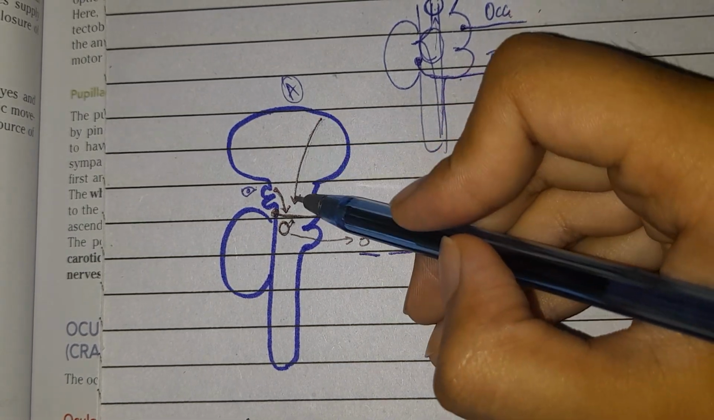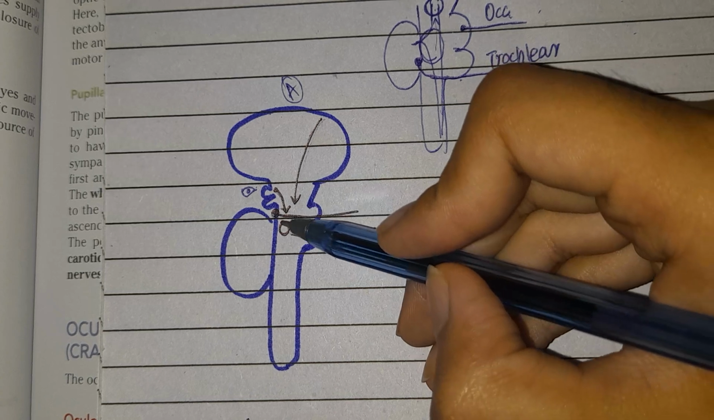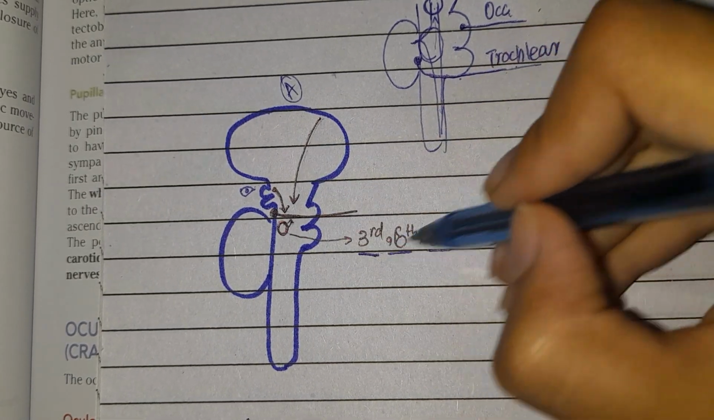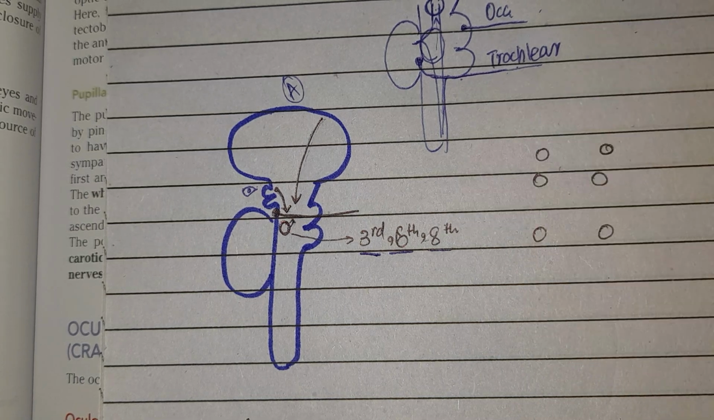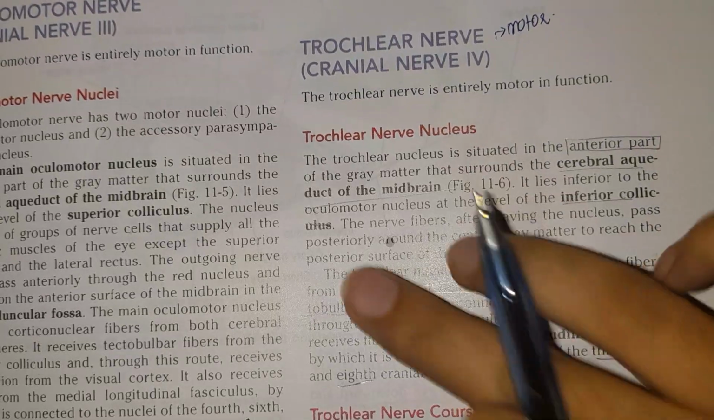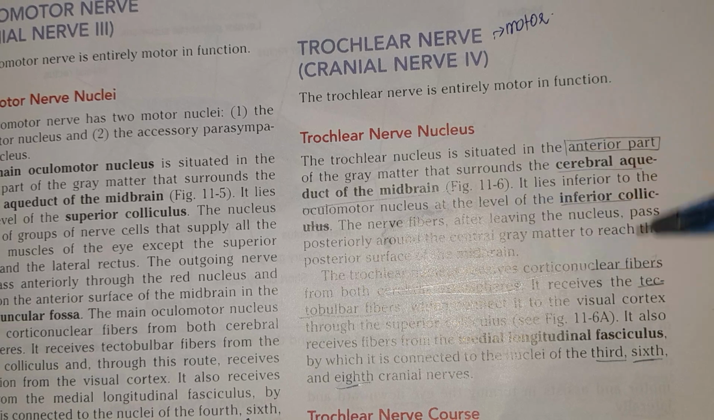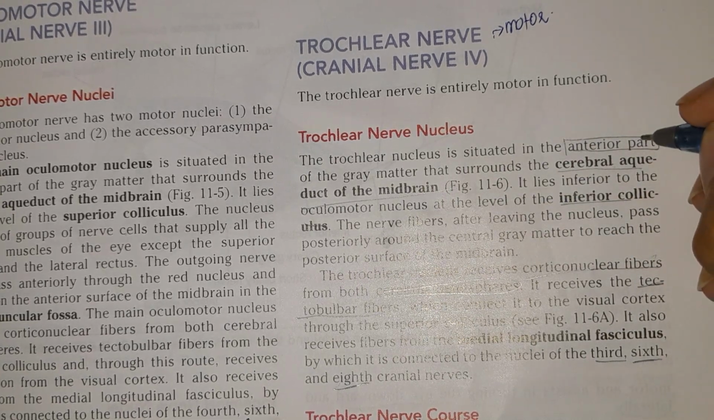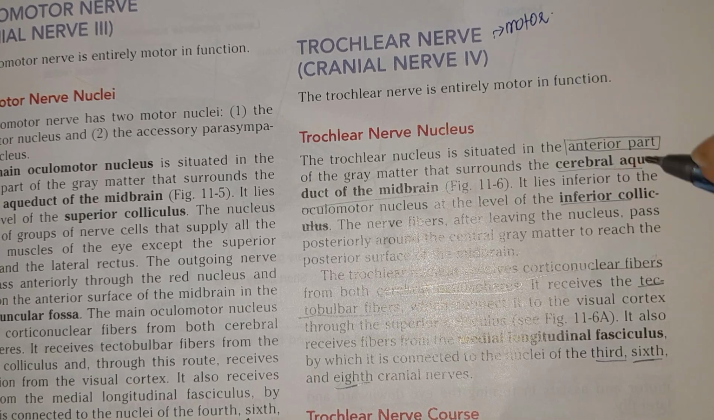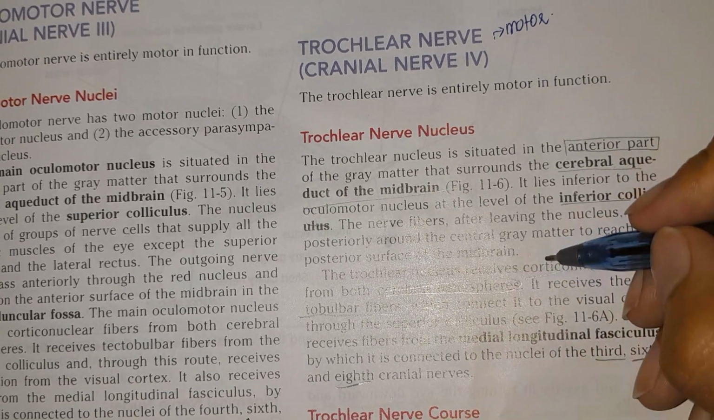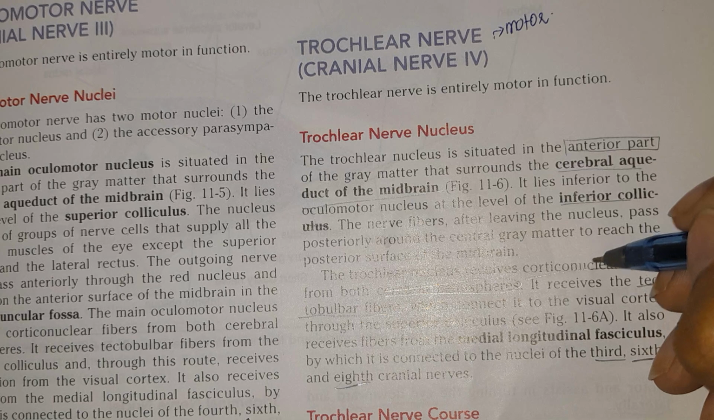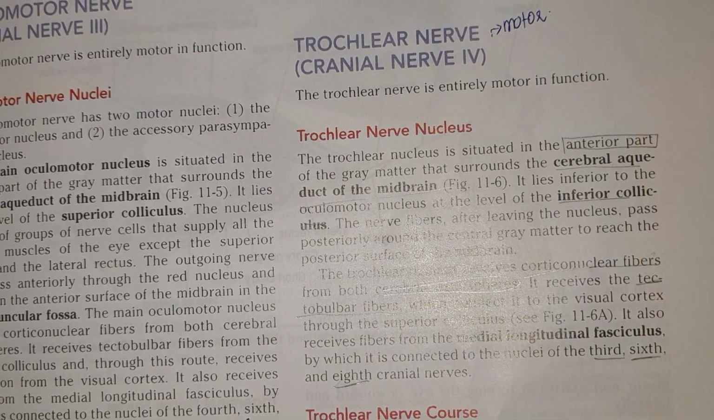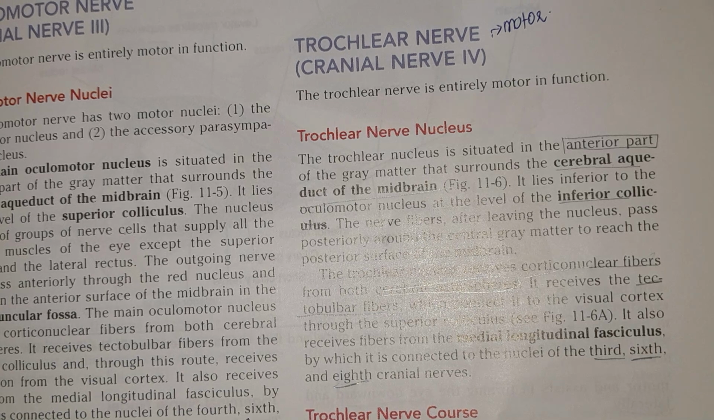So corticospinal nerves, the tectobulbar, and the special one, the medial longitudinal fasciculus, which connects it with the 3rd, 6th and the 8th cranial nerves. So everything about the location of the trochlear nerve nucleus we have discussed: it was coming out from the cerebral aqueduct on its anterior part, just below the inferior colliculus, and the fibers it was receiving were corticonuclear fibers, similarly the tectobulbar fibers and the medial longitudinal fasciculus, which connects it to the 3rd, 6th and the 8th cranial nerves.